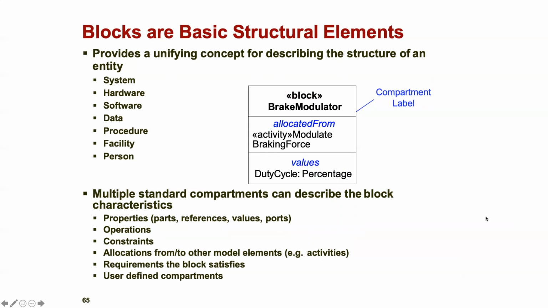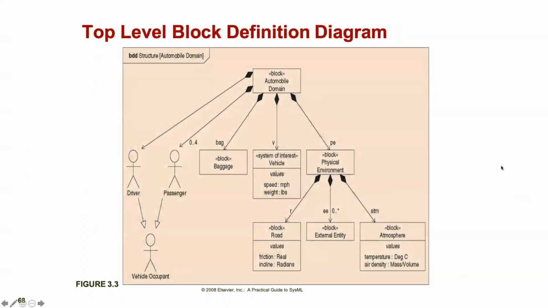So there are multiple standard compartments that can describe the block characteristics: the properties, the operations, the constraints, the allocations, the requirements, and other user-defined compartments. So there can be a lot of things included in each one of those blocks, especially as you start to develop those connections between various elements.